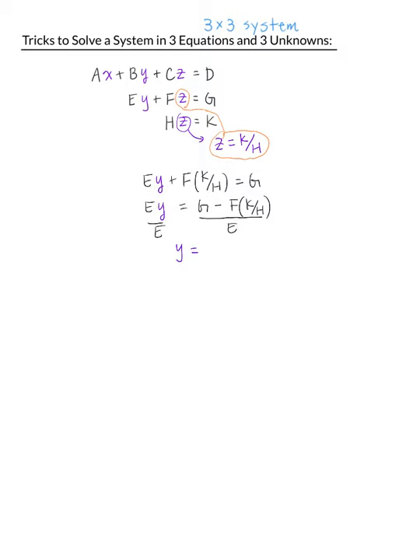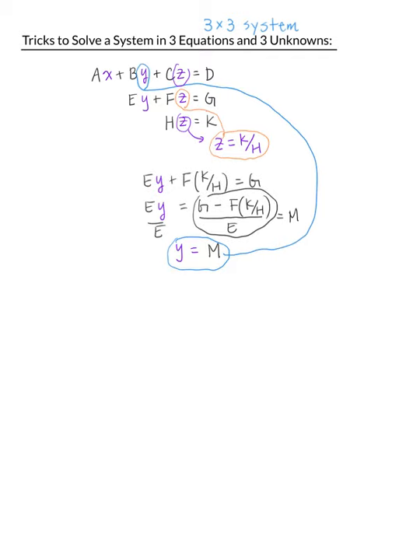Let's just call this whole thing m. All right, now if I have y equals m, I can back substitute this y into our first equation. Notice that we already know the value of z because we already got our z value here. So we already know the value of y and the value of z. That means we can easily solve for x.